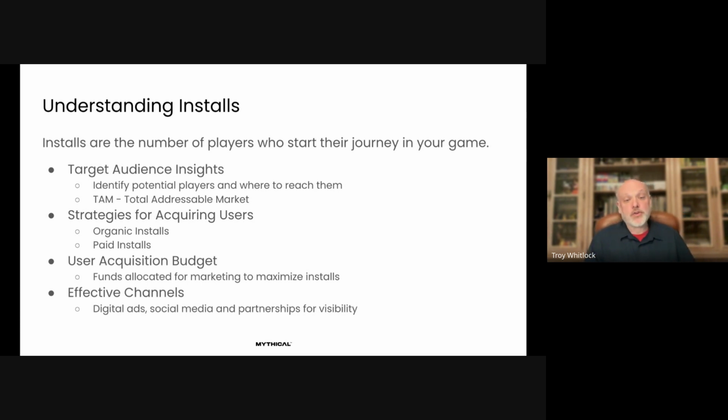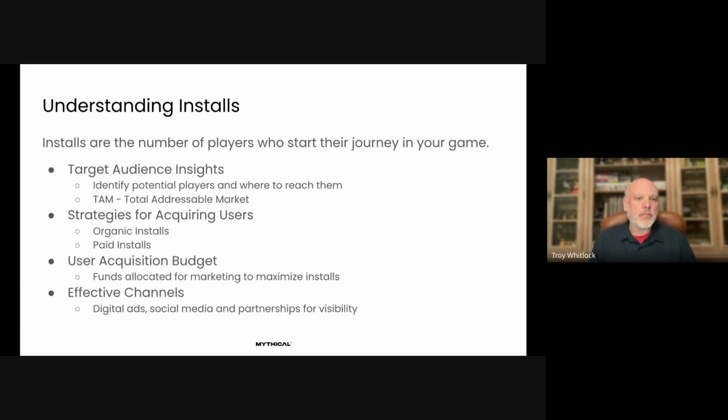You should have already thought about strategies for acquiring your users. Where are your organic installs going to come from? Those are going to be word of mouth installs, or viral installs, or people who are just searching for a particular type of game or a particular keyword. And then you should always also be thinking about paid installs. How are you going to acquire those early installers who might start the organic flywheel for you?